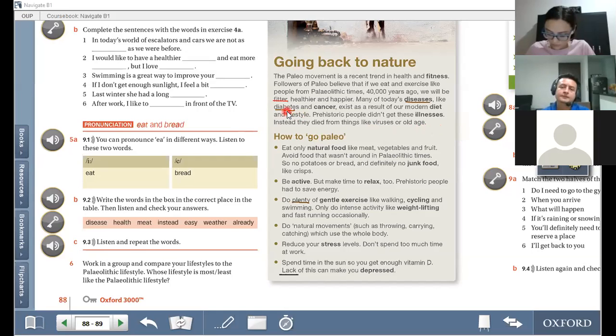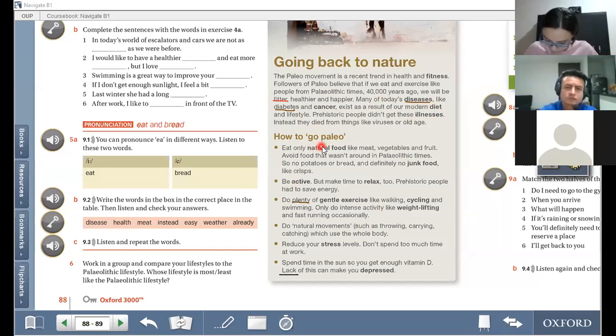Okay, so remember, diabetes and cancer exist as a result of our diet and lifestyle. Very good pronunciation. Diabetes. Today's new word, remember, it's like pre. Prehistoric people didn't get these illnesses. Don't forget to pluralize, and to pronounce the last S. Illnesses, diseases. Instead, they die from things like viruses or old age. Thank you very much.